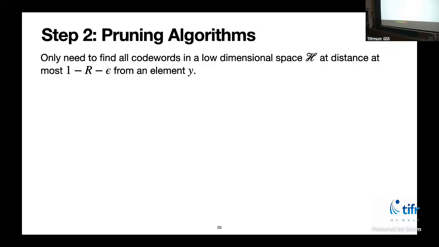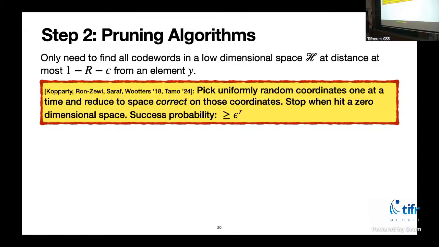So we need to find all close by codewords in a low dimensional space. Let's say we are thinking of distance 1 minus r minus epsilon from some element. So I'm just thinking of list decoding right now, not line decoding. So you have some element y, you have some low dimensional space, find everything close by in this low dimensional space. So KRSW, Kopparty, Ron-Zewi, Saraf, and Wootters had this very clean idea: don't try to be too clever, just pick a random coordinate and reduce to the space which is correct on this coordinate.